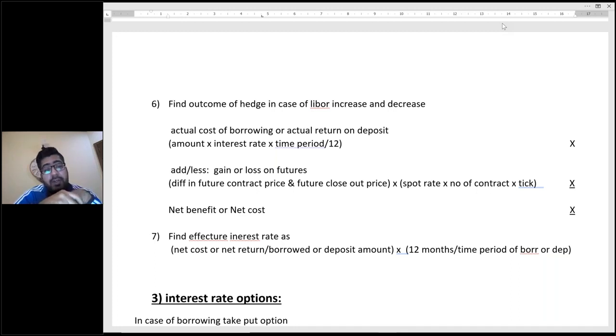Then in FRA you wrote add or less gain or loss due to FRA. Here you need to show gain or loss due to futures. Okay, it's the same. Difference in futures price and future closer price into spot into number of contracts into tick. I've told you benefit can be added, benefit can be deducted. It depends. Benefit increases return, therefore added, but benefit reduces cost, therefore deducted. You get net benefit or cost. And finally, you need to find effective interest rate in the last step. Net cost or net return divided by borrowed or deposit amount into 12 months over time period of borrowing or deposit.